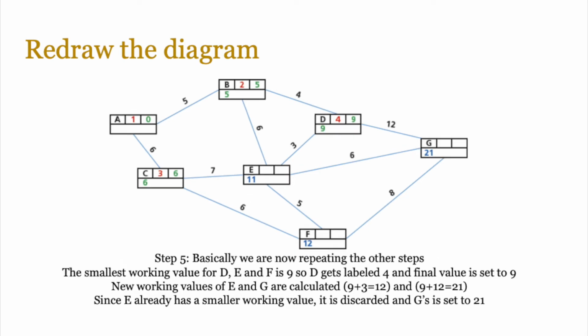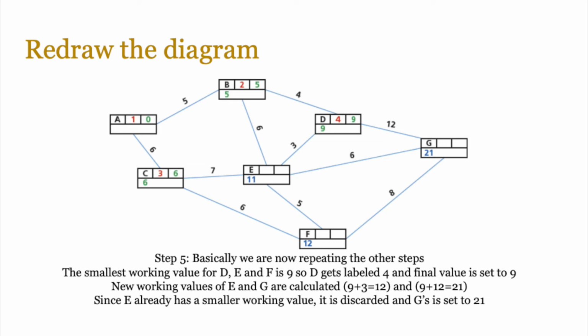So basically we are now repeating the previous steps again and again. From node D we can go to E and G. 9 plus 3 gives us 12 for E. Since E already has a smaller working value of 11, we discard the 12, and then for G we work out 9 plus 12, so the working value for G becomes 21. Now we've got 3 remaining nodes, E, F, and G.